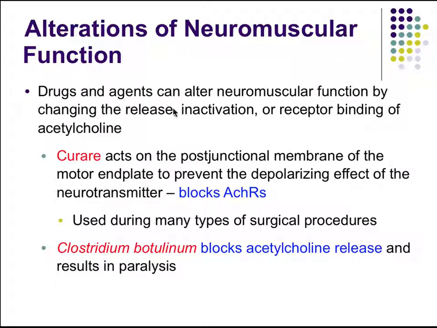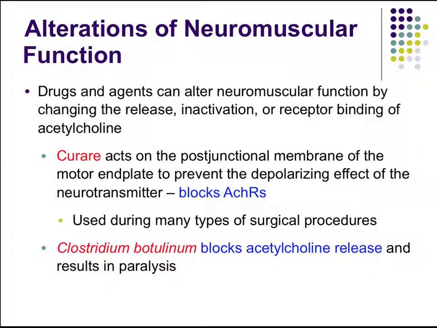So drugs and other agents can alter neuromuscular function by changing the release, the inactivation, or the receptor binding of our acetylcholine. So one example is Curare. This acts on the post-junctional membrane of the motor end plate, and it prevents the depolarizing effect of the neurotransmitter. Essentially, it blocks your acetylcholine receptors.